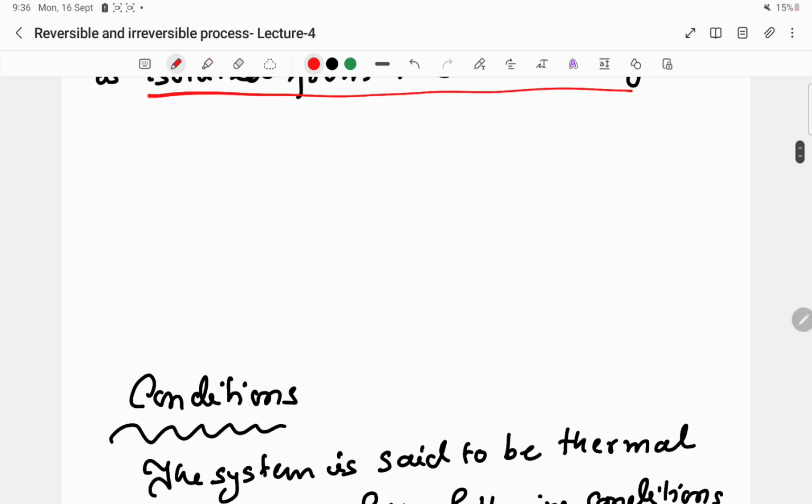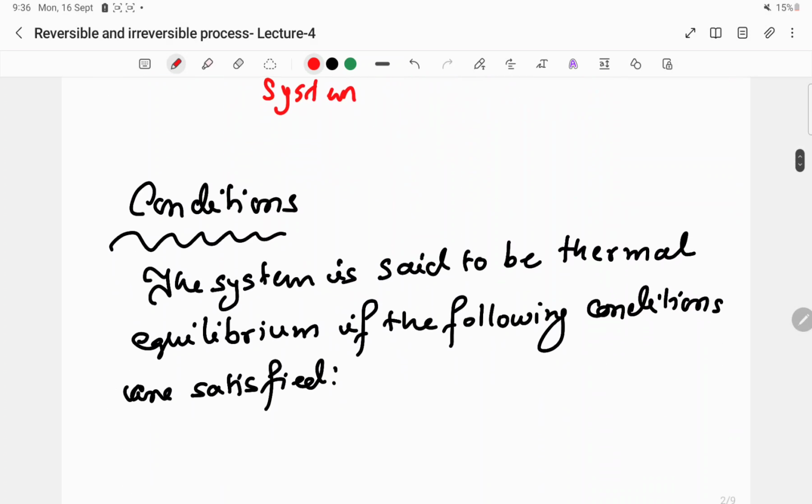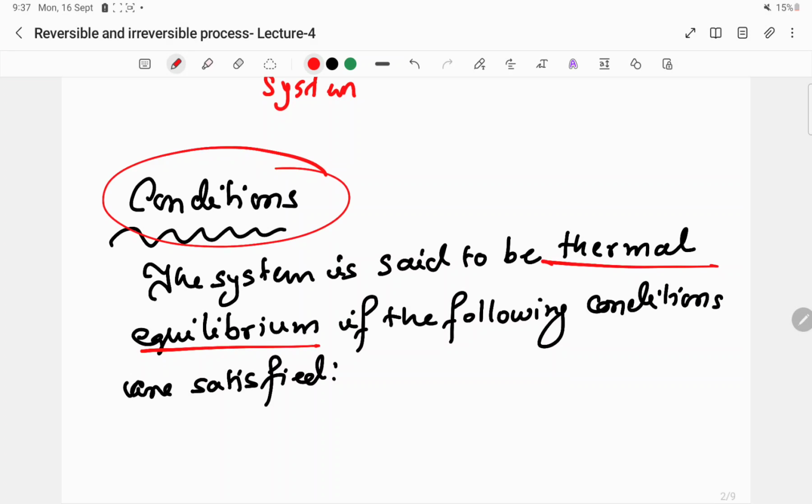Okay, so let's say this is a system and there is a certain pressure and temperature of the system, and this is the pressure and temperature. The same pressure and temperature is outside the system, that is in the surrounding. So this situation is called thermodynamic equilibrium. For the system to be in thermodynamic equilibrium, there are some conditions.